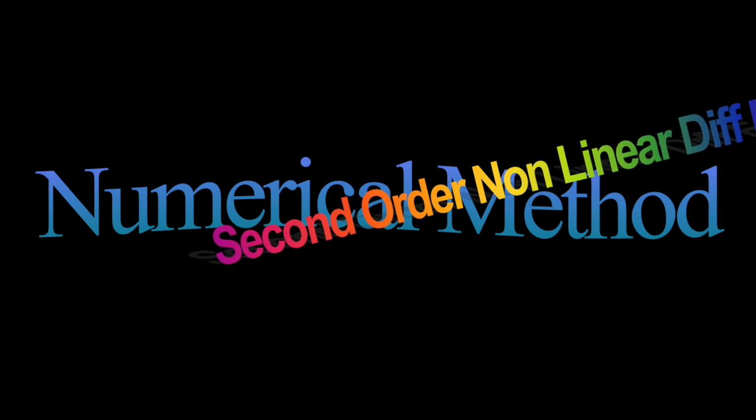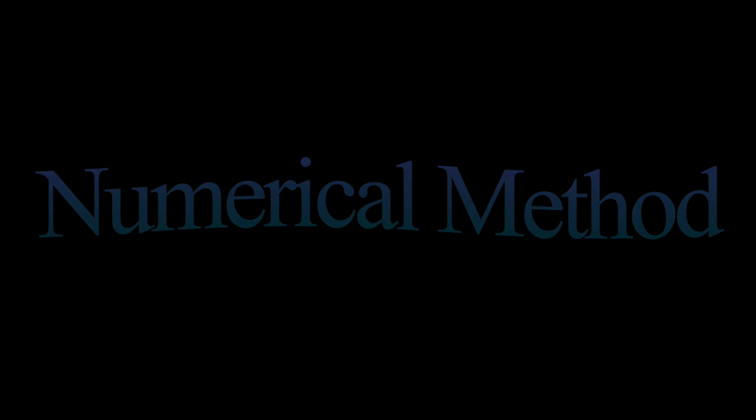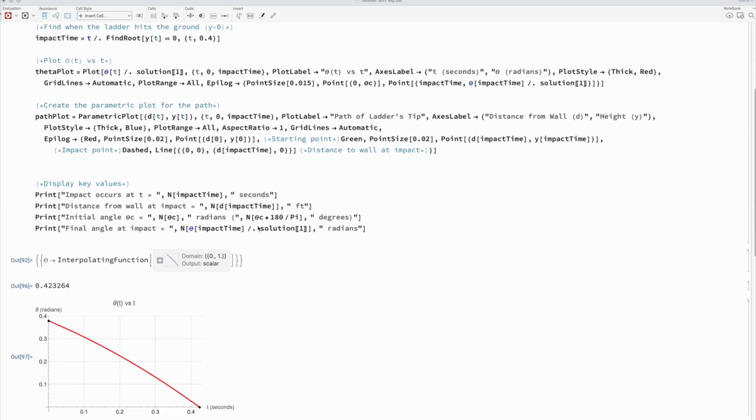Second-order nonlinear differential equation. I will be using Wolfram Mathematica. Here in Mathematica, we set our initial conditions of the values of g, L, and k, as well as theta critical. Next up, we use NDSolve and plug in our theta double dot condition. We have the initial position of the base, xc, and create the parametric functions to model distance and y height. Next, we need a time of impact for when the ladder hits the ground, which is just root finding. We set up the plot of theta(t) versus t so we can see the time of impact, and we also see the parametric plot of the graph.